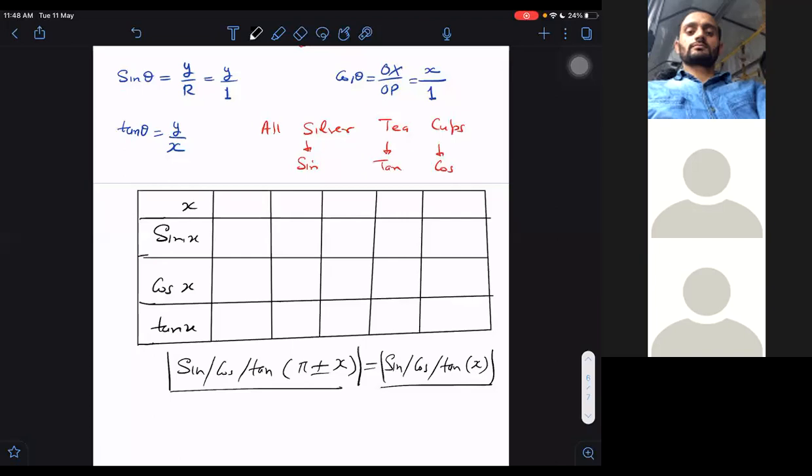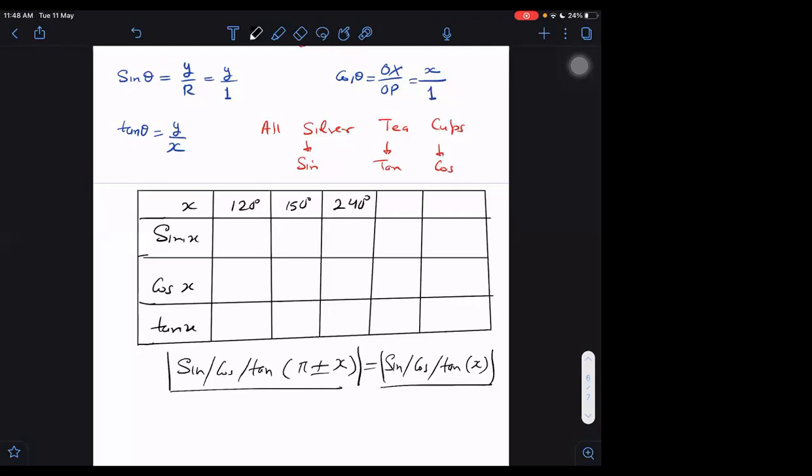So first of all, you answer only magnitude wise. What value you have to answer? X values I am giving you. For example, I am giving you 120 degrees, 150 degrees, 240 degrees, 300 degrees and maybe 270 degrees. Answer these values. Only magnitude wise you have to answer. How to answer? Remember this: pi plus x or pi minus x will remain equal to x.